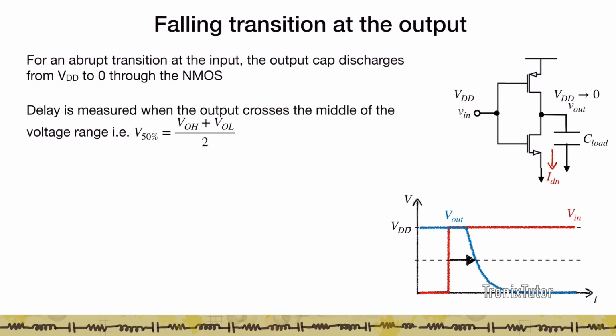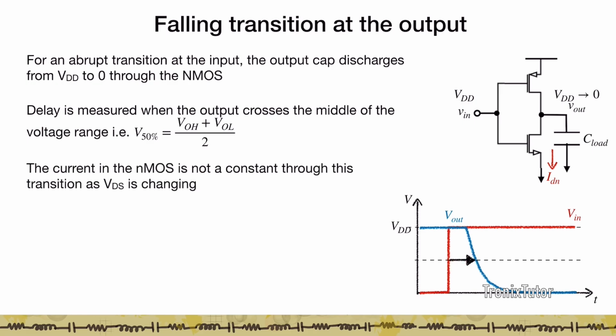So the difference in times at VDD by 2 indicates the delay of the circuit, the falling delay of the circuit. The reason why I said that this looks like an RC but is not an RC is because the current in the NMOS, as we've looked at in the previous videos, is not constant during the discharge. This current changes as a function of Vout, because Vout dictates the VDS of the NMOS, right?